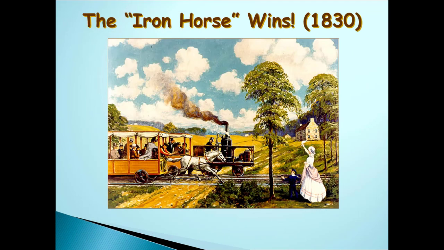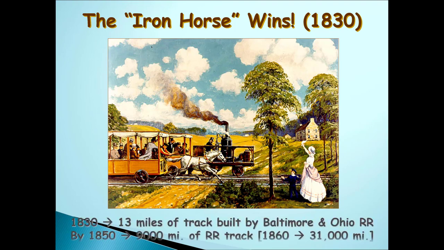Iron horse. There's a race between a horse and the iron horse, and of course, the iron horse wins. In 1830, there was 13 miles of track built by a new company started called the Baltimore and Ohio Railroad Company. 20 years later, we had 9,000 miles of railroad track, and 10 short years later, 31,000. Of course, 1860, we're getting into the Civil War era. But this iron horse, or the locomotive, was something really fascinating.